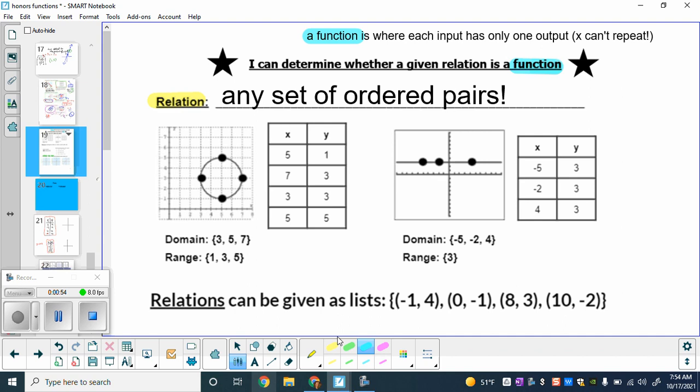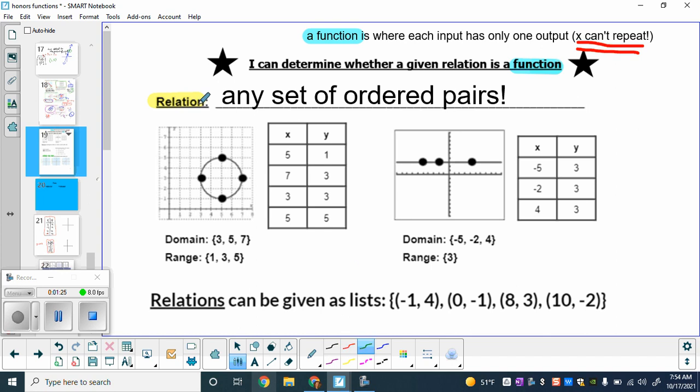And so then a function is a type of relation where each input has only one output. And an easy way to remember that today and how to identify is just x can't repeat. That right there is the thing we look at when we're looking at our domain, and we're going to see if any of the inputs repeat. And if the input repeats, then we do not have a function. But if none of the x's repeat, we're good to go and we have a function. So make sure you've got the definition here of relation, and I'm going to go through and explain what I mean when a relation is a function, okay?